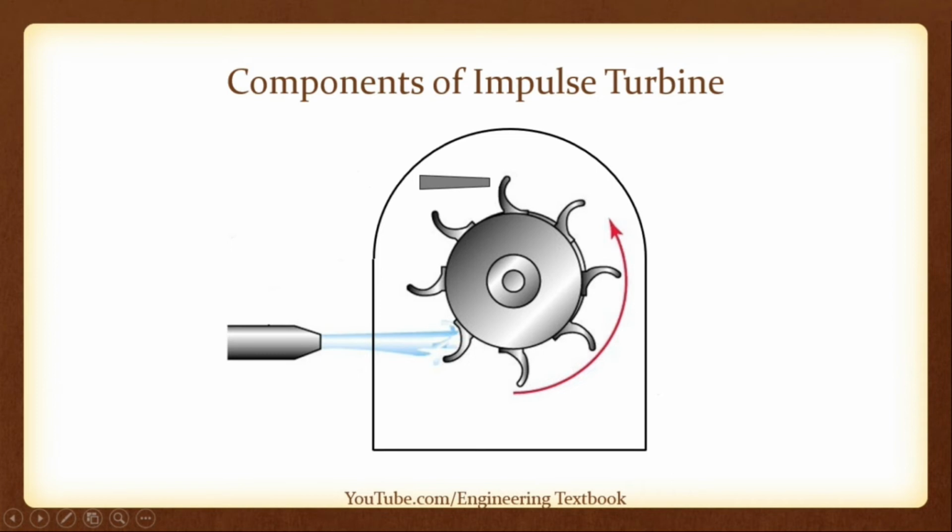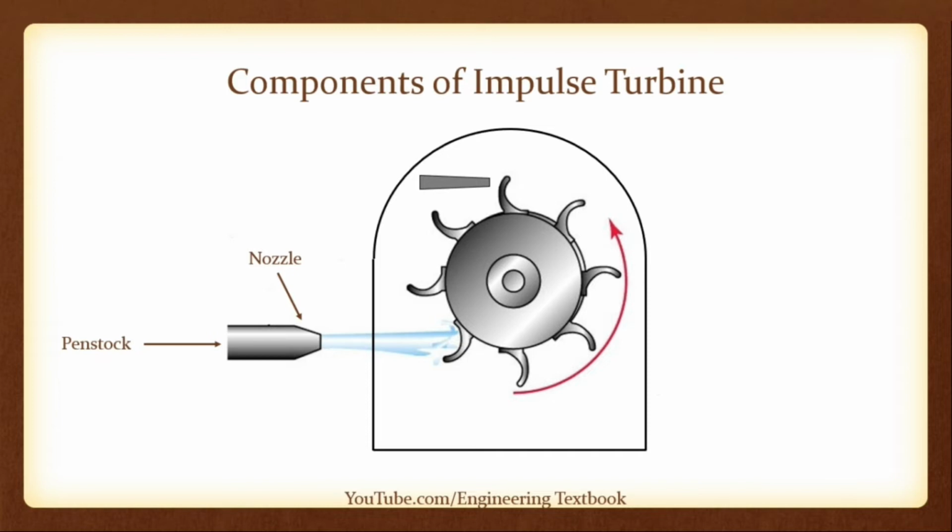Components of impulse turbine. Penstock. The penstock is a channel or a pipe for conveying water to the impulse turbine. The water at the high head is brought to the turbine using this penstock. The penstock is connected to a water reservoir. The water reservoir is normally located several meters high.